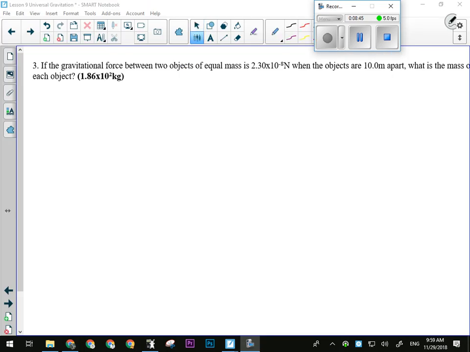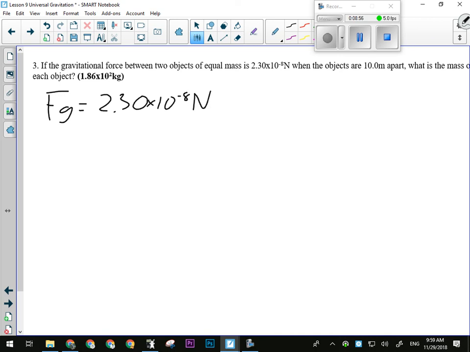Okay, so for number 3 here, guys, we're told what the force of gravity is in this question. We're told it's 2.30 times 10 to the minus 8 newtons. We're told the objects are 10 meters apart, so that's our radius, and we're looking for the mass of each object. Now, here's the thing. It says the objects have the same mass. So it's a bit of a math trick.